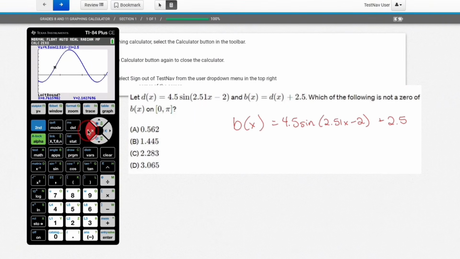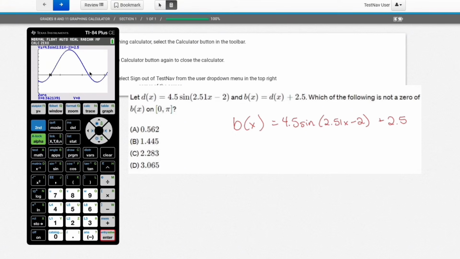So to find the first zero, I go to the left of it for the left bound, hit enter. Go to the right of it for the right bound, hit enter. This guy tells me that my zero exists in between the two little arrows, which is correct. Always hit enter for guess, and we get 0.562, which means A is a zero, which means A, we're going to cross it out.